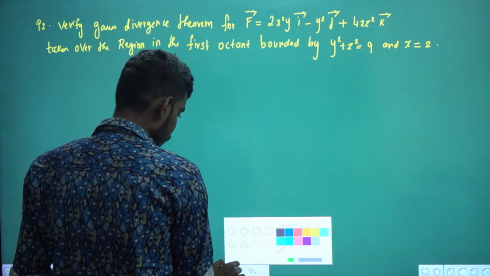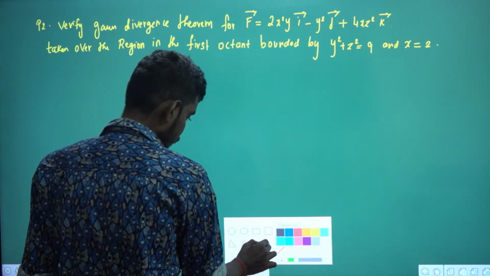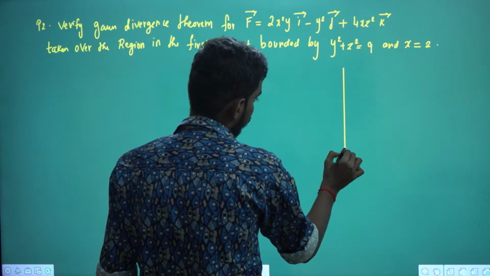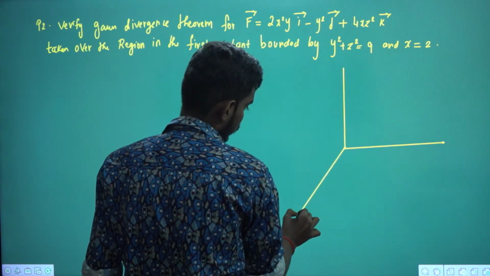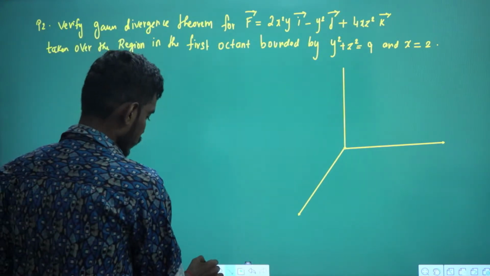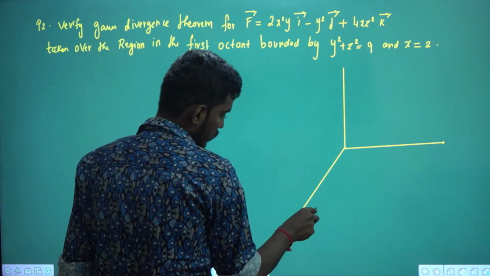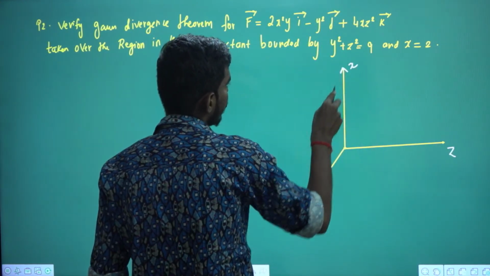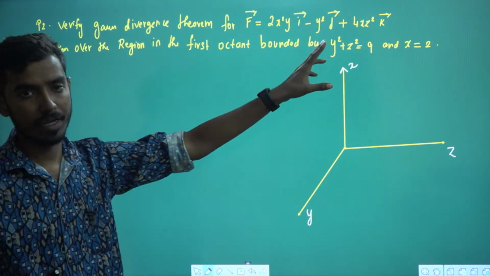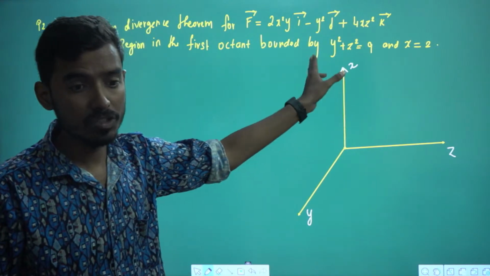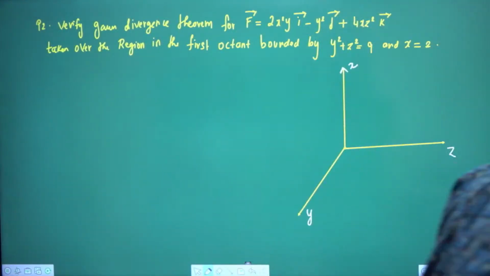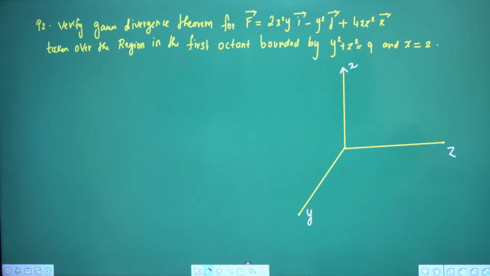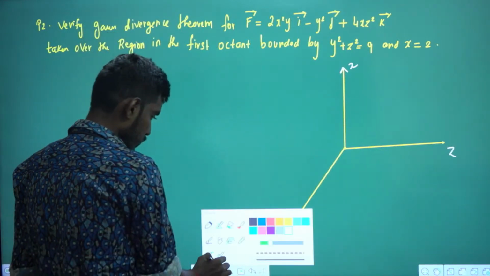Let me draw the diagram first, then you will understand this easily. I will take this as my y-axis, this as my z-axis, this as my x-axis, just for convenience. Because we have y square plus z square is equal to 9, it is a circle with center 0, 0 and radius 3 on the yz plane. So just to make the diagram easy to draw, I'm taking this.